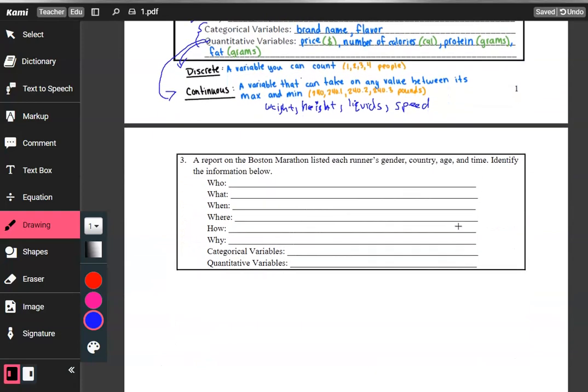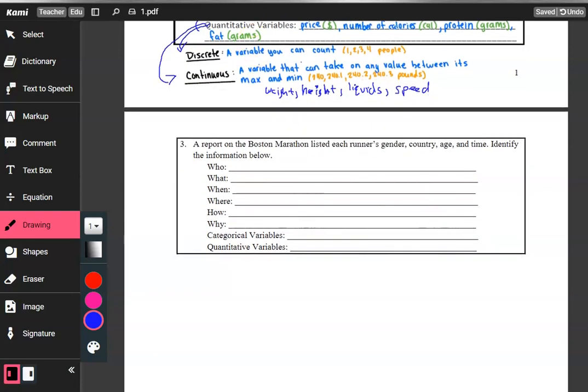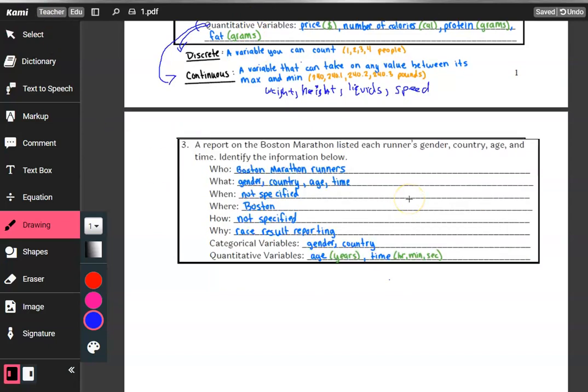Here is another example. Try this out on your own. Okay, once you've tried it, here you will see your responses. So check this with your answers.